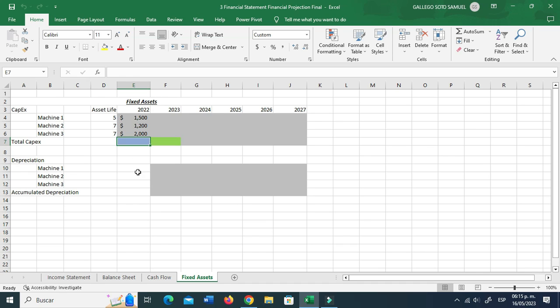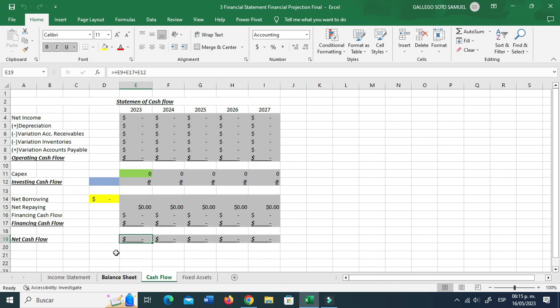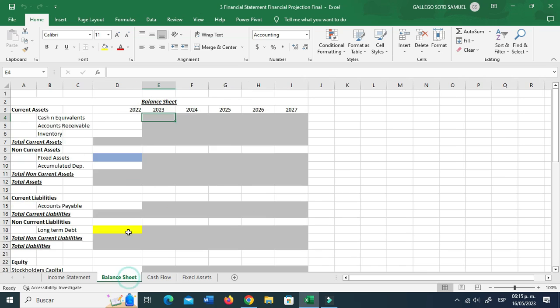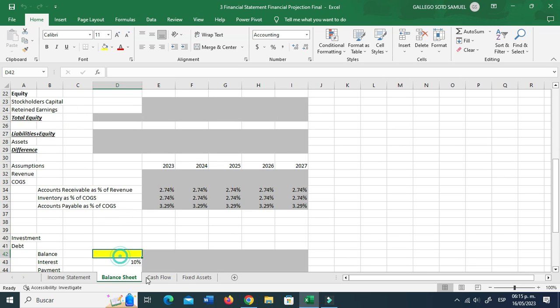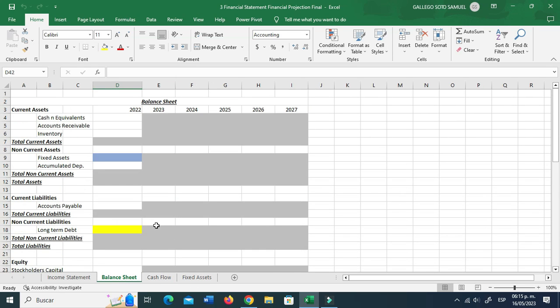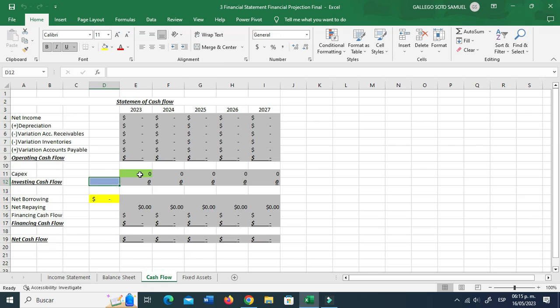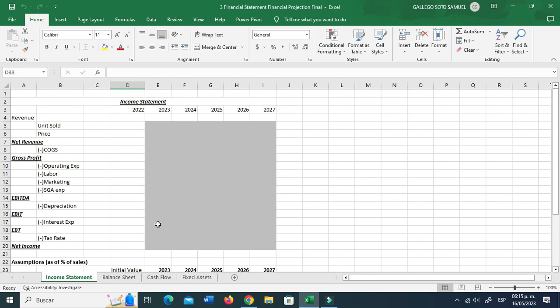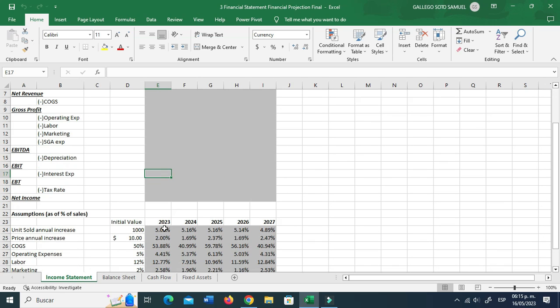And as you can see, there is a light blue over here that coincides here, and it goes over here too. And the yellow one goes over here, and the green one goes here at the capex part in the cash flow statement. So without further ado, let's go ahead and start the show.